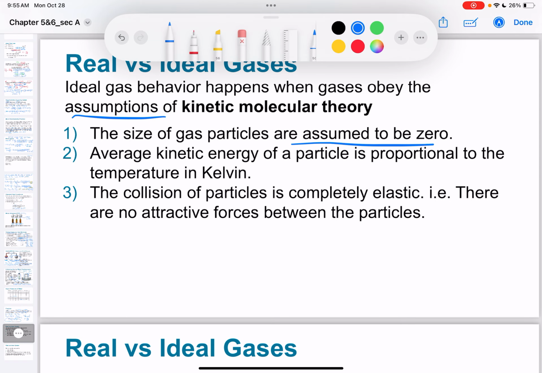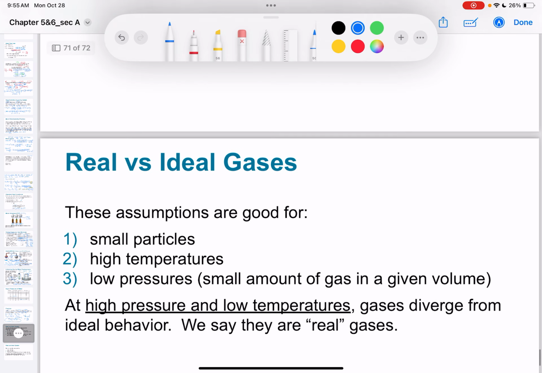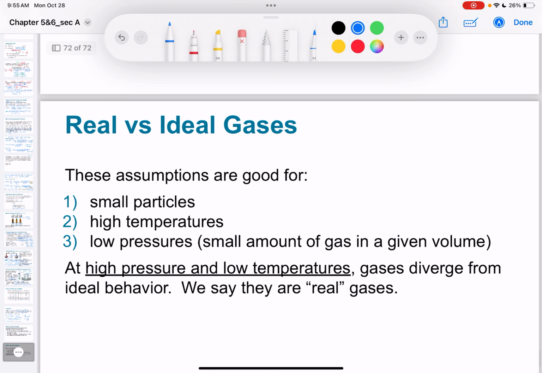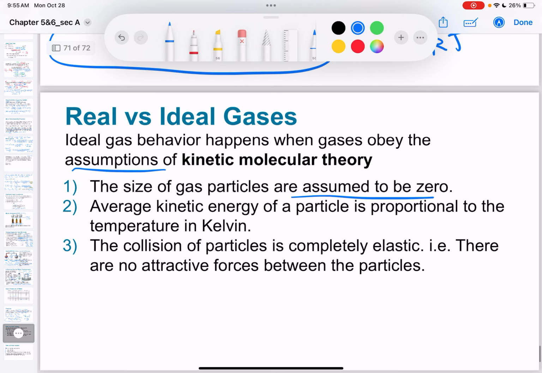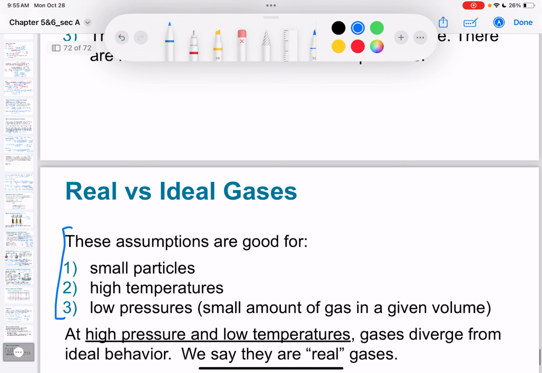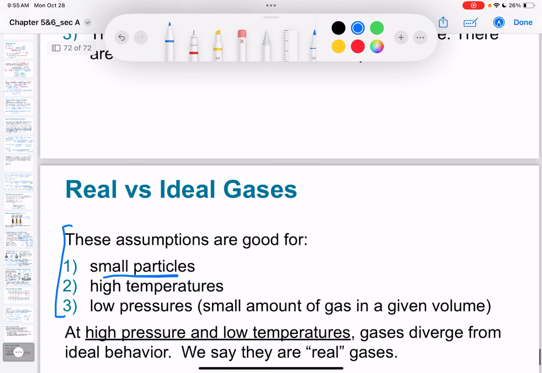Sometimes, though, if the particles are particularly large, this might not be a good assumption. And down here we have a list of when these are good assumptions. So if we had really big particles, then number 1 would not be a good assumption. If we have small particles, we're saying it is more likely that PV equals nRT is going to be accurate.